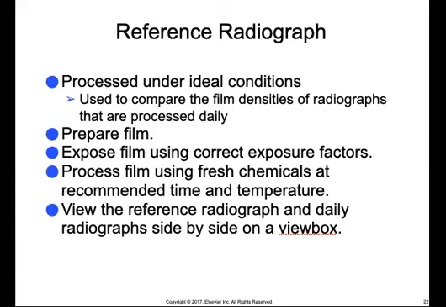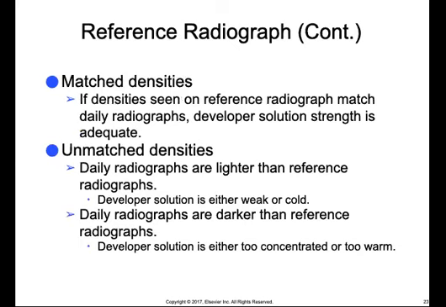In order to take one of these, the first thing that we'll do is prepare the film. We'll use a fresh film to make a reference radiograph, and we'll place an aluminum step wedge on top of that film. Then we'll expose the film using the correct exposure factors, and then we'll process the film using fresh chemicals and at the recommended time and temperature. If the density seen on the reference radiograph matches the density seen on the daily radiographs, the developer solution strength is adequate and you can go ahead and process your films.